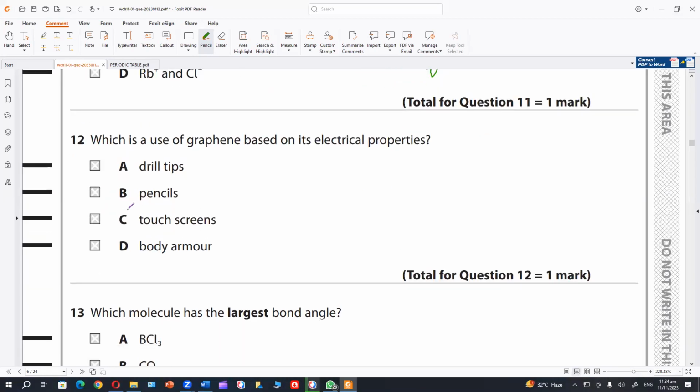Which is a use of graphene based on its electrical properties? What is graphene? Is it an allotrope of carbon? Yes.